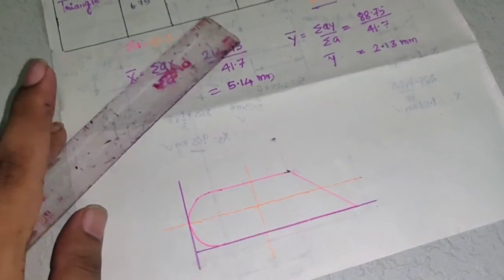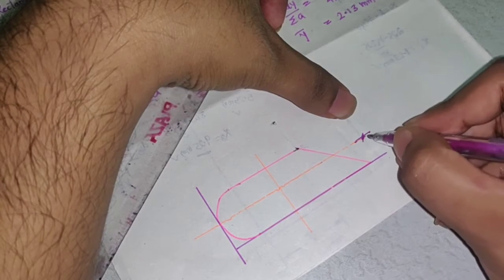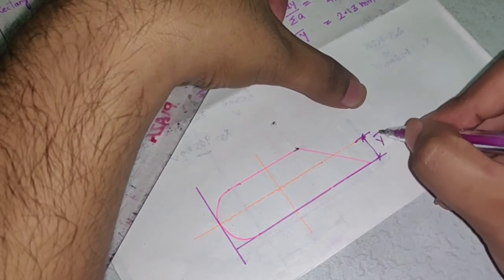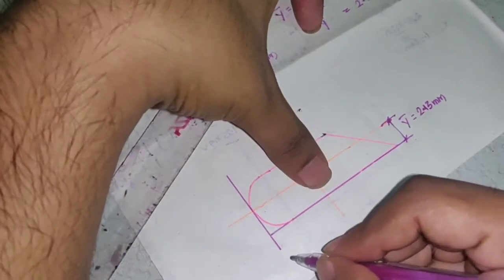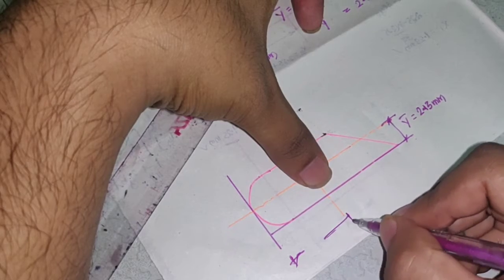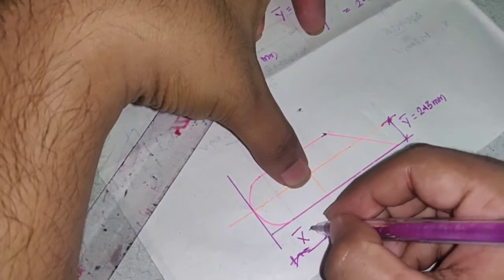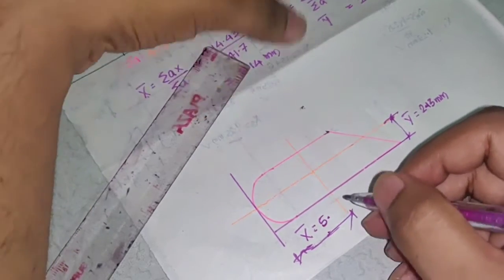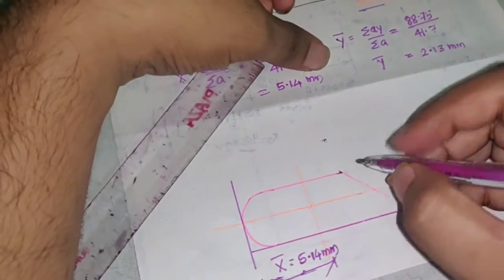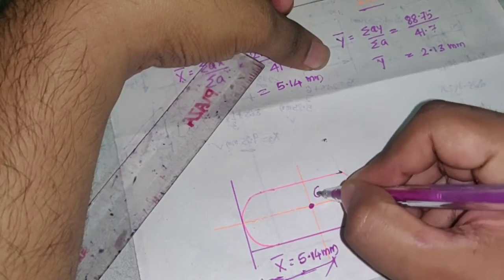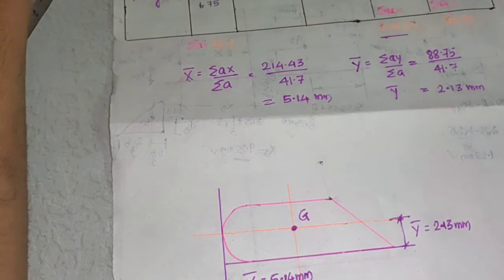So from this you have to represent the value of X bar and Y bar. Now from here it is represented as Y bar, which is 2.13 mm, and X bar, which is 5.14 mm. This completes your one problem. So this is what is capital G. Hope you follow this problem.